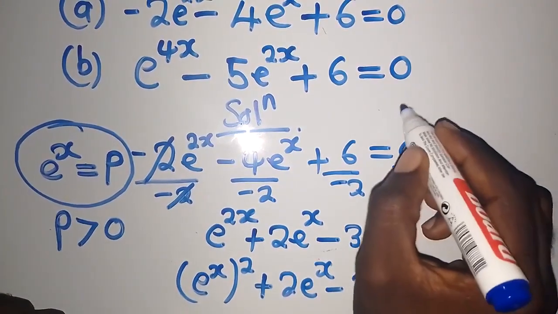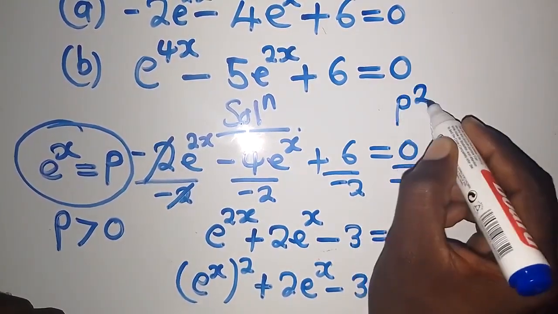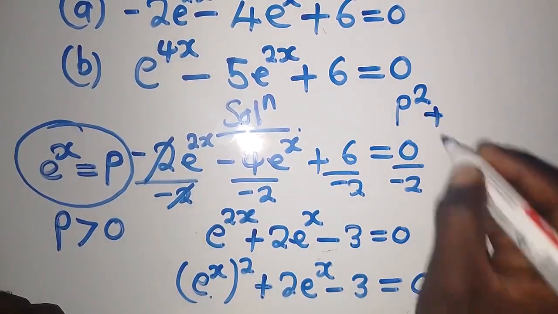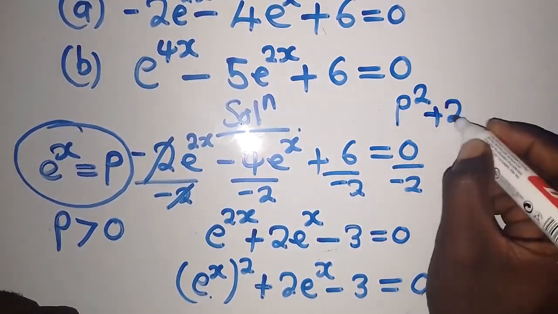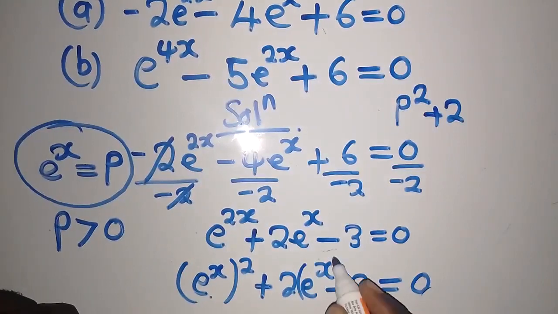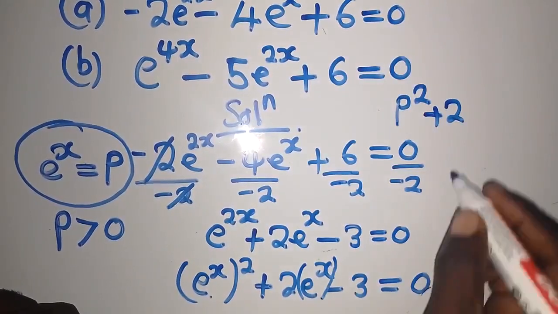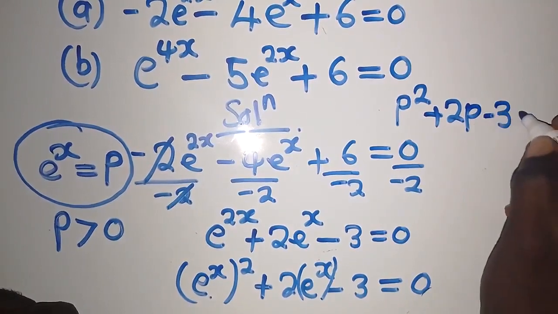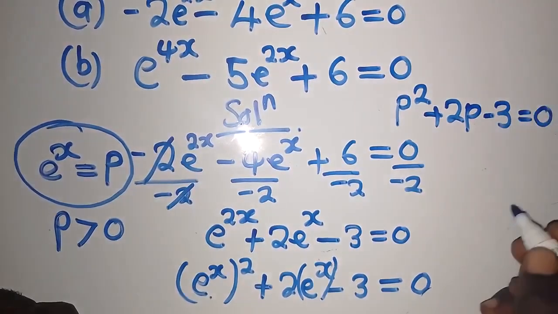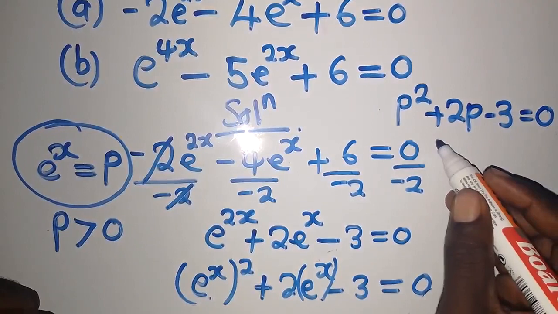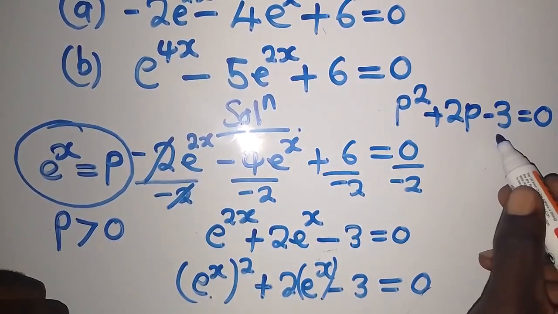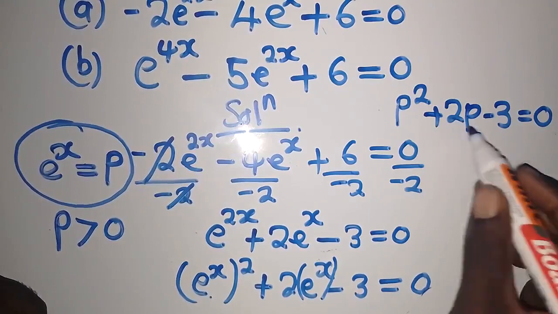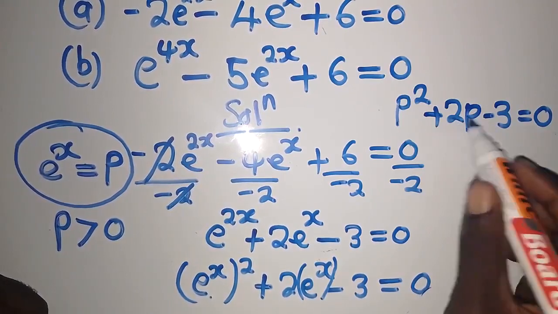p squared plus 2, then this whole thing is p, so p, then minus 3, which is equal to 0 now. So I've come up with a quadratic equation.